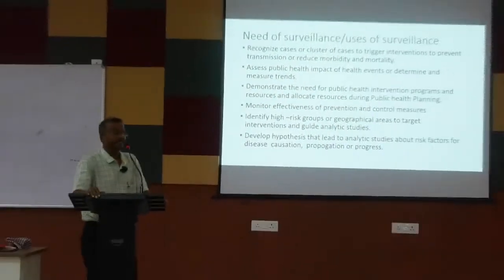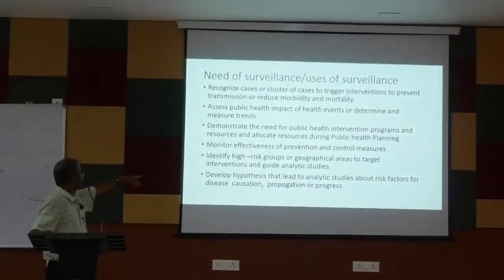Likewise, whenever we take any public health measures, we have to assess the impact through monitoring and evaluation. So, monitor the effectiveness of prevention and control measures. Okay, that is one part. And the fifth one is we have to identify high risk areas, high risk communities, where any time any health problem may arise.